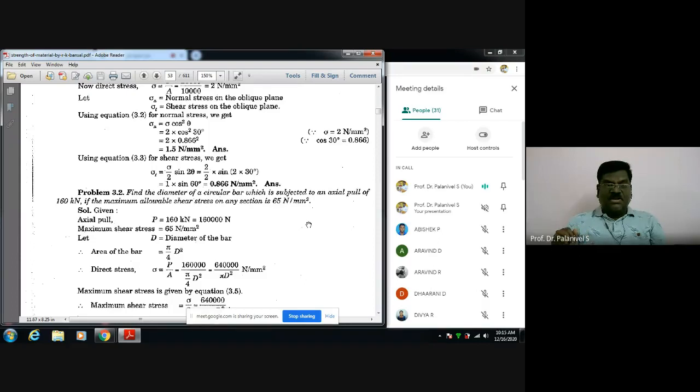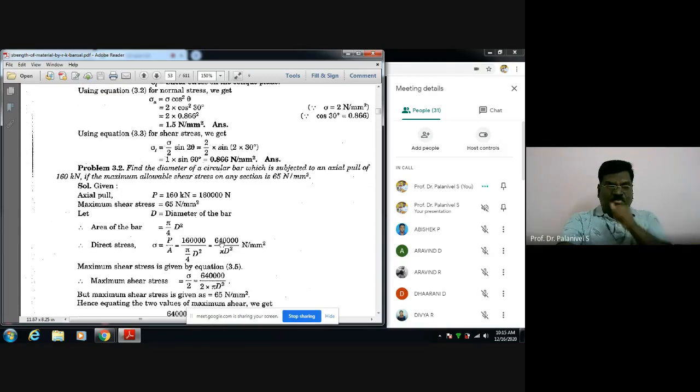What is its value? Its value is sigma by 2. That also you know. Maximum shear stress value is sigma by 2. All those things you have studied. That is why in this problem, the author first computed the stress, P by A. In that, D is unknown. The diameter of the bar is unknown. For area, pi by 4 D square, D he kept as unknown. P is given. Everything is substituted.